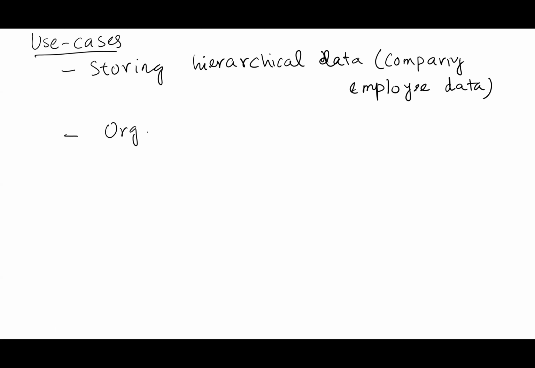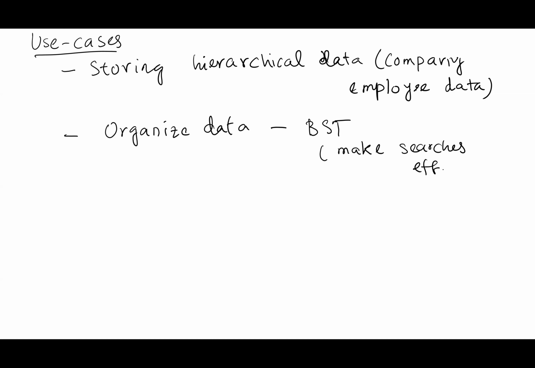Trees can also be used to organize data. One such example is the binary search tree. We're not going into details for this in this lecture, but we are going to discuss binary search trees in detail soon. This is used to make searches efficient, I would say. Binary search tree is also a kind of tree. Obviously, this is a binary tree, and it has even more constraints. So it's a binary search tree.